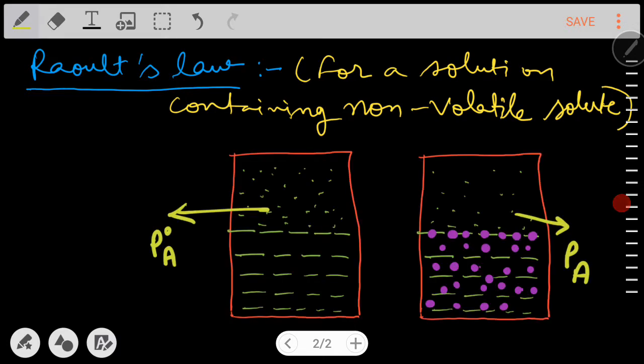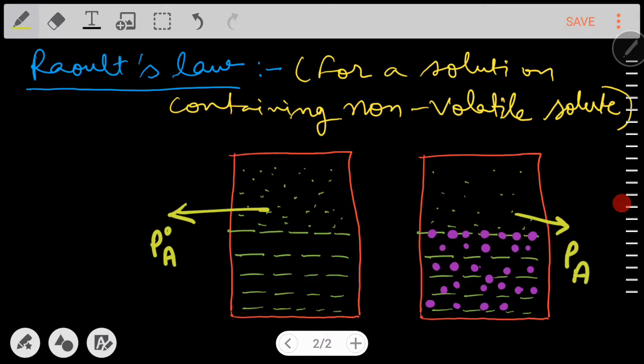To understand Raoult's law for such type of solution, I have shown here two diagrams. In the first diagram, I have shown one vessel containing pure solvent, pure liquid, that is shown by green color. Above the surface of the liquid, there is vapor of the liquid collected. This vapor exerts vapor pressure, that is P naught A. P naught A represents the vapor pressure of pure solvent.